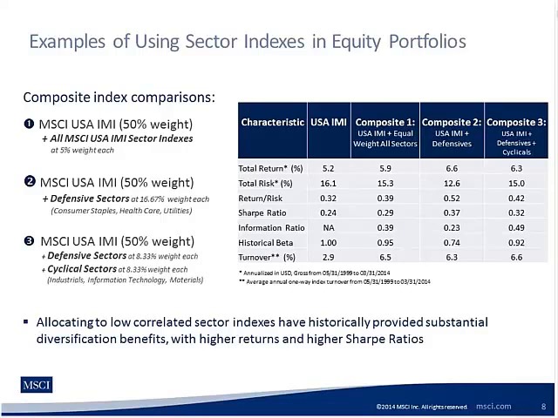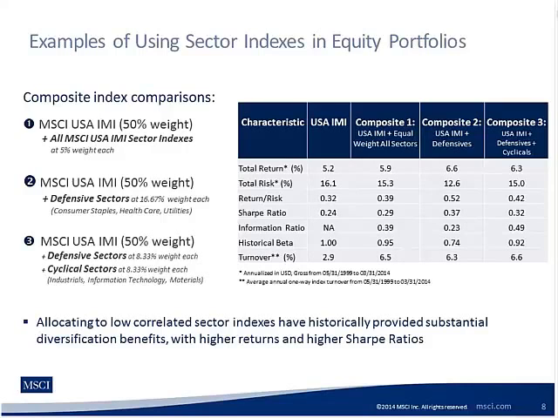In the second case, we're looking at the same USA IMI, but with only defensive sectors: staples, healthcare, utilities. And in the third case, same thing, but with cyclical sectors. So the numbers you see over on the right are the results. The USA IMI index all by itself is the first column of numbers with a return-risk ratio, or Sharpe ratio rather, of 0.24. And what you see is you get some advantages by taking a sector view, or taking various views on sectors, because the Sharpe ratios actually increase in each case.